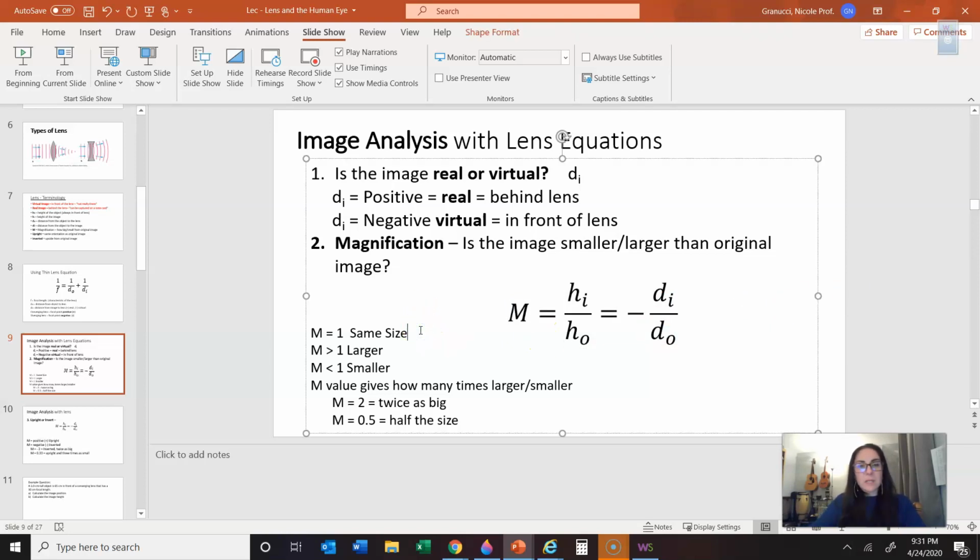So if the magnification is around 1 or close to 1, then the object and the image are the same size. If the magnification is larger than 1, then the image is bigger. If the magnification is less than 1, it's smaller. And then, fun other fact, it doesn't say it here: if magnification is positive, then the image is upright. And if the magnification is negative, then the image is inverted. So there's so much information just based on these two equations.